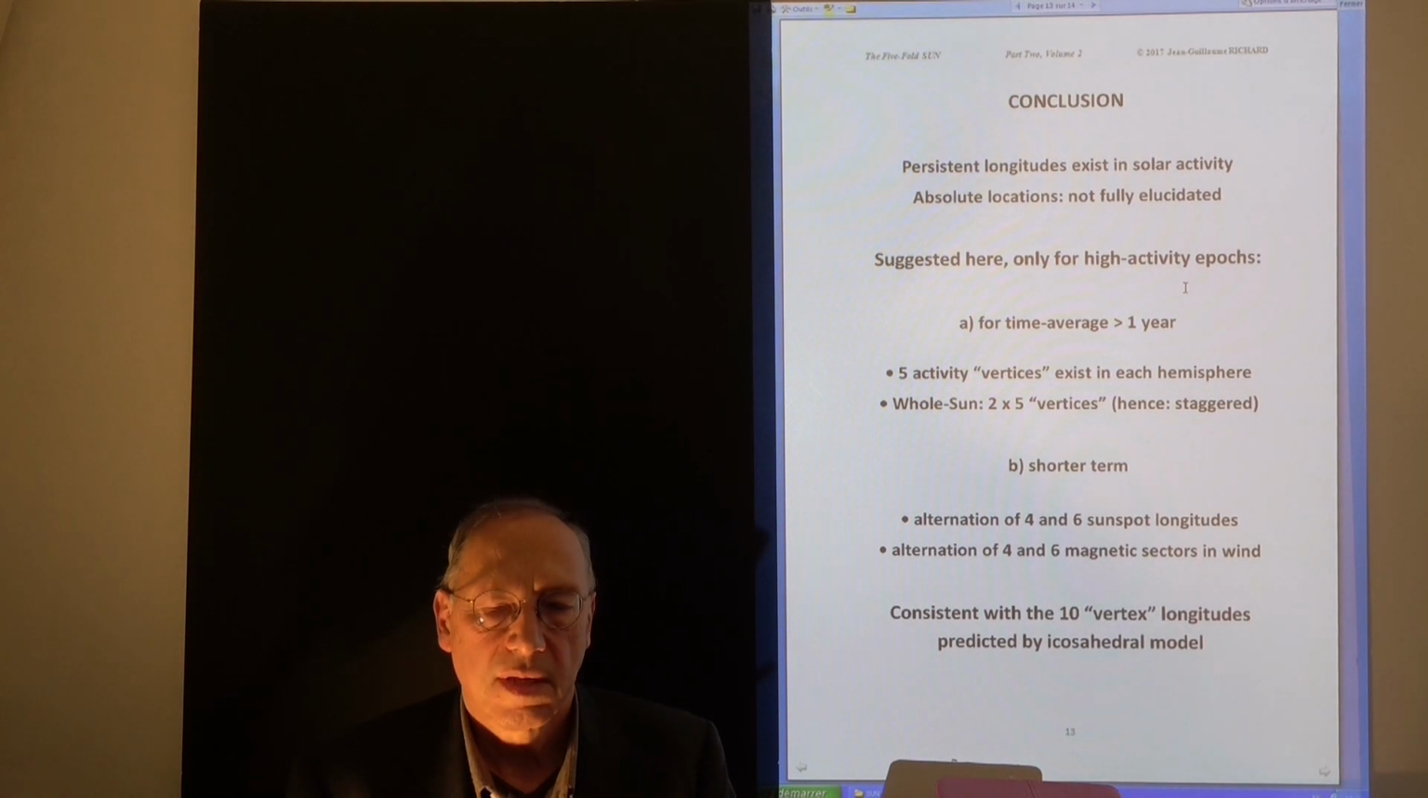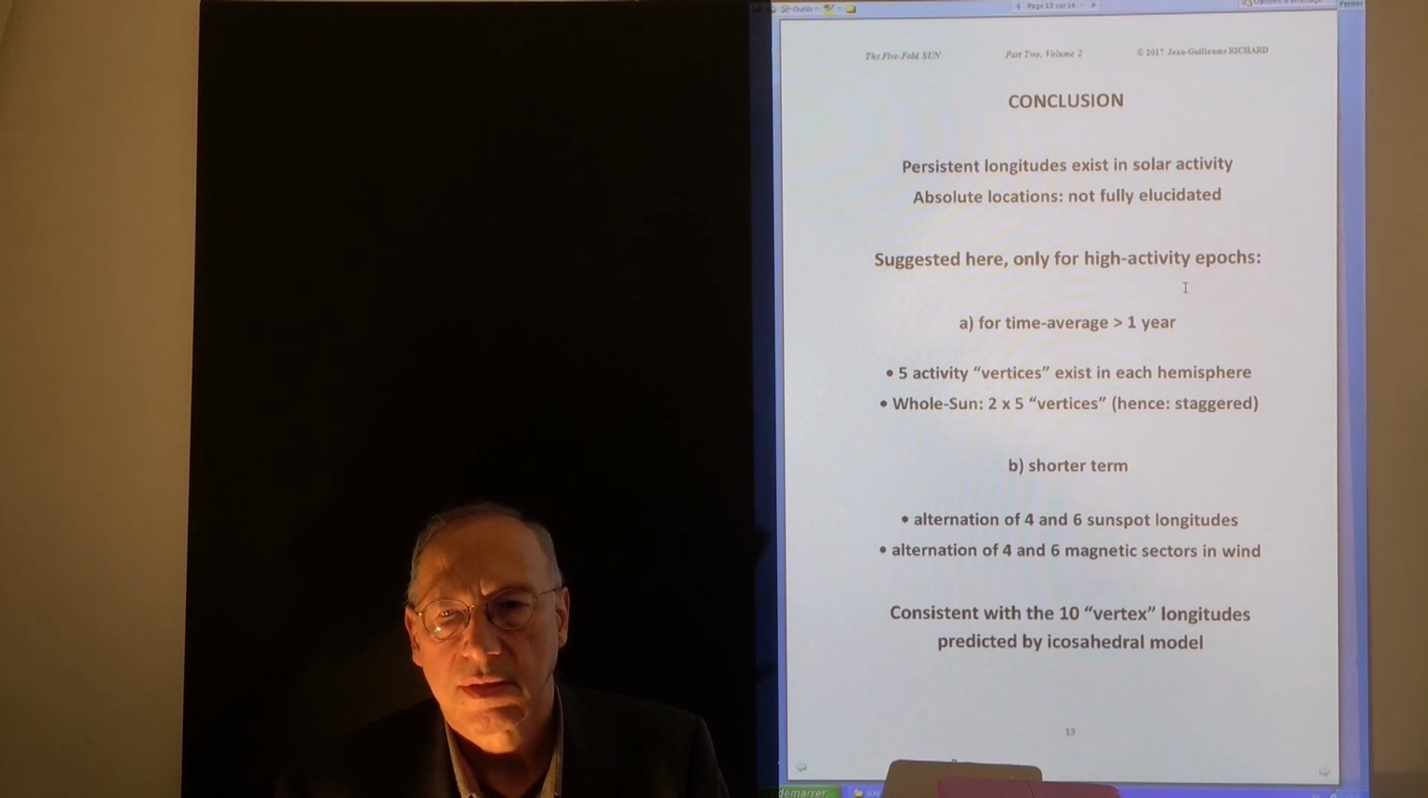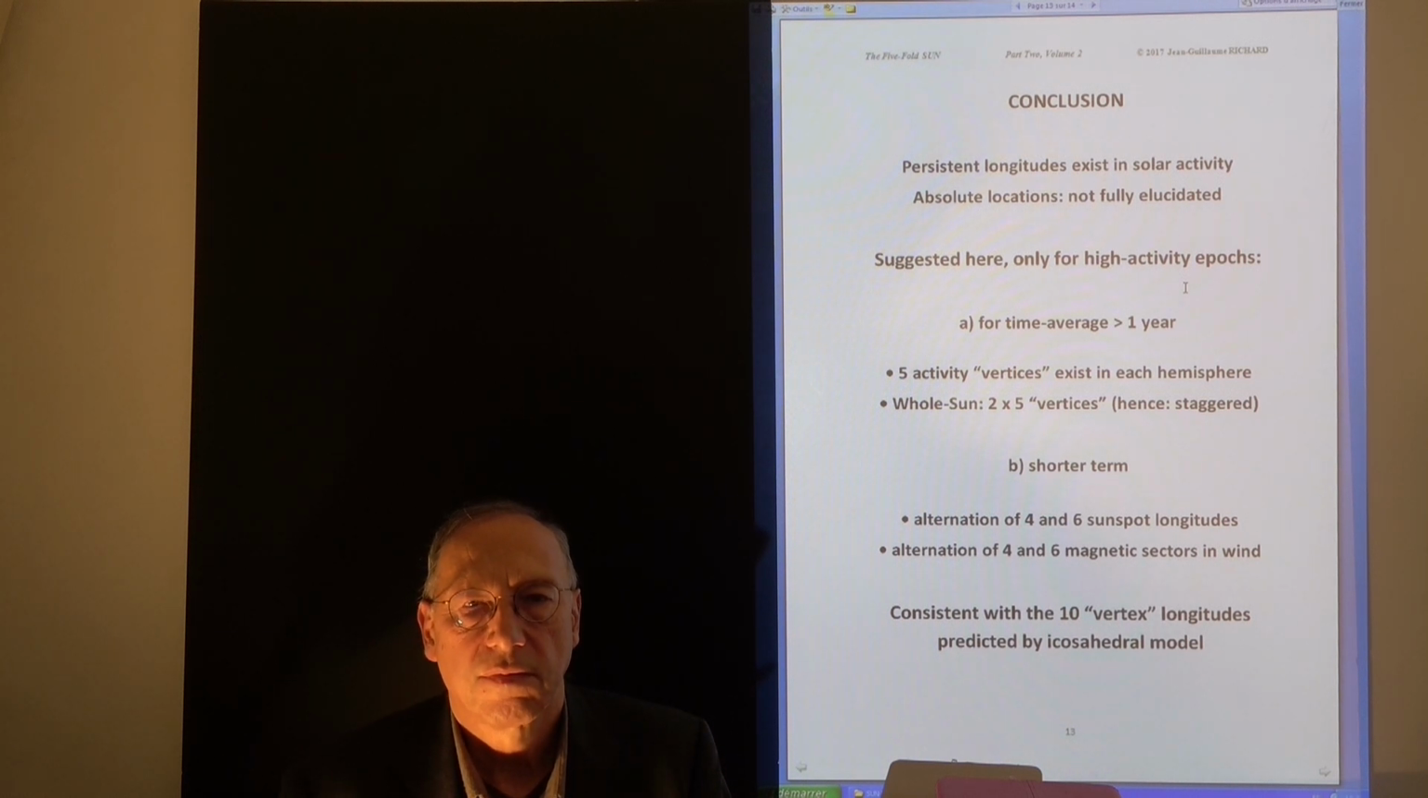This is now the time to conclude on the longitudinal distribution of activity in the Sun. Indeed, persistent longitudes do exist in solar activity. This is not new, it's just confirmed. As for the absolute locations of these longitudes, they are not fully elucidated so far. This is also not new.